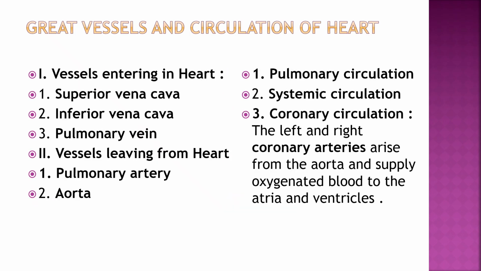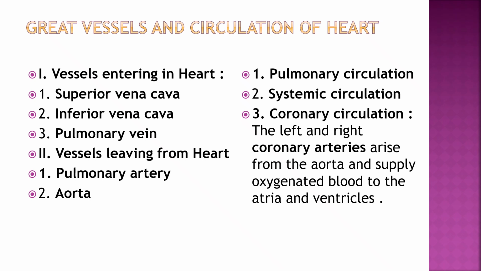Four great vessels: superior vena cava, inferior vena cava, pulmonary vein, pulmonary artery, and aorta. Total three circulations are there: pulmonary circulation, systemic circulation, coronary circulation. So pulmonary circulation, when there is the exchange of blood between lungs and heart, it is called pulmonary circulation, and it takes place through pulmonary veins and pulmonary artery.